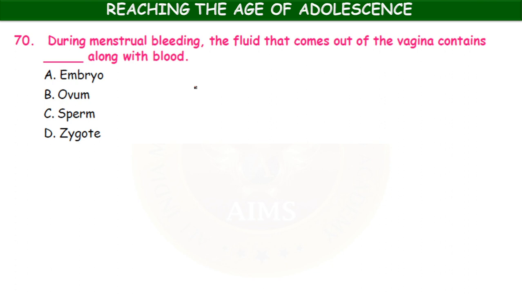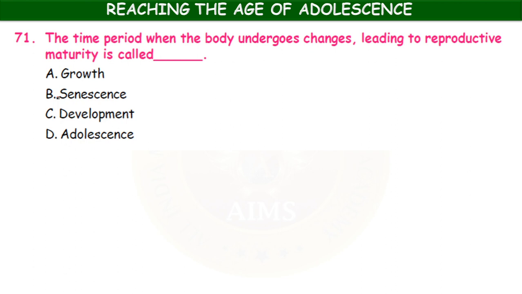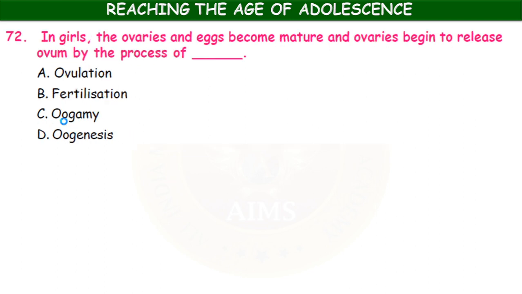During menstrual bleeding, the fluid that comes out of the vagina contains dash along with blood: embryo, ovum, sperm, zygote. So it is an ovum. Ovum, when it is not fertilized, gets destroyed, so it comes out along with the blood. The time period when the body undergoes changes leading to reproductive maturity is called growth, senescence, development, adolescence. Reproductive maturity takes place in adolescence.